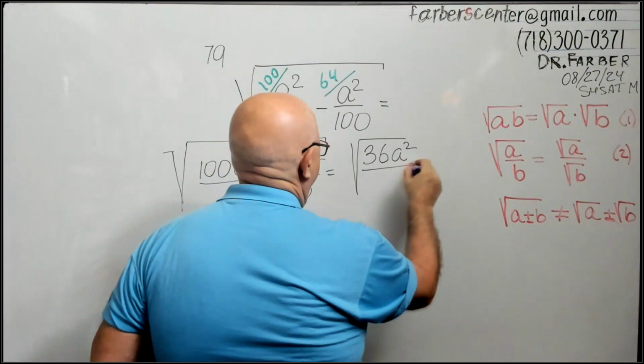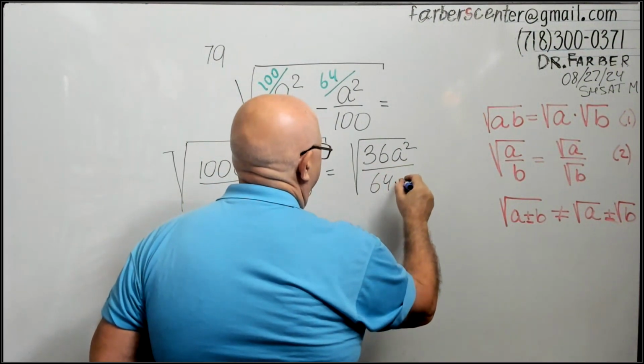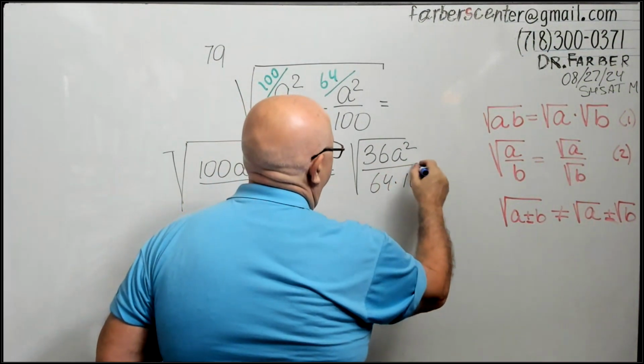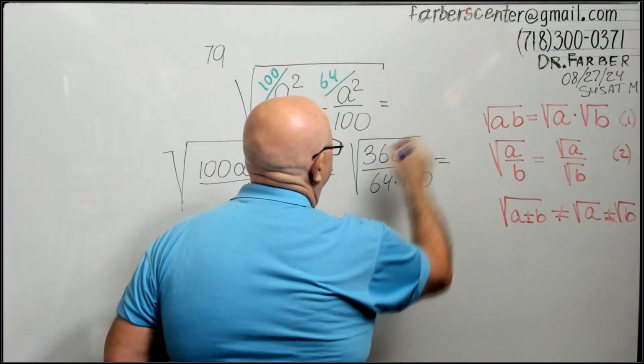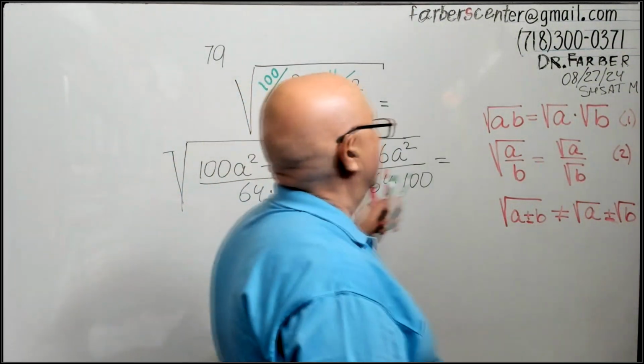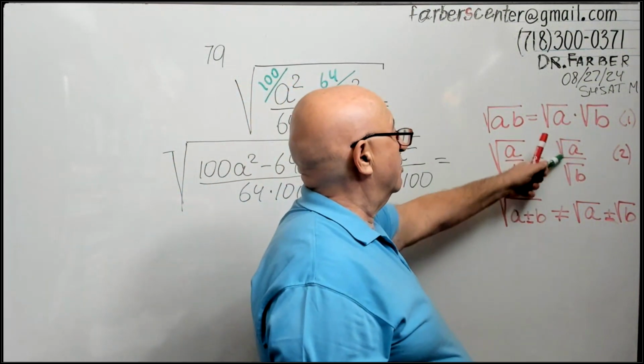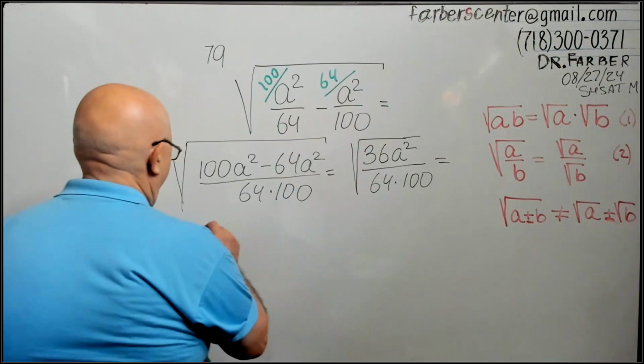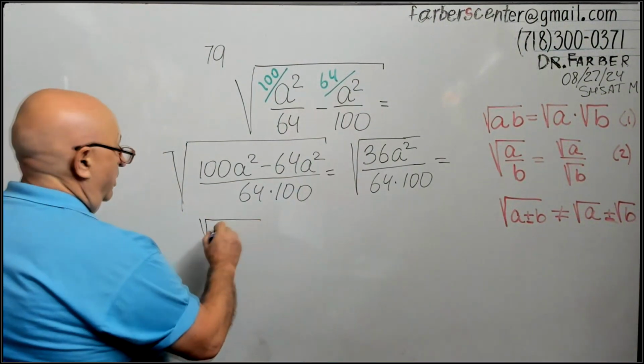Divide by 64 times 100. Don't multiply this number; it's easy to operate with what we have. I do this very slowly. Now I can apply the square root of quotient formula. It's the same; I do it slowly, deliberately.